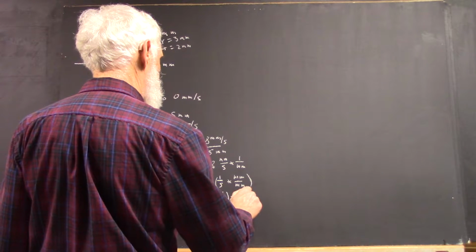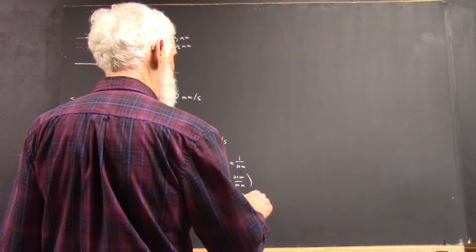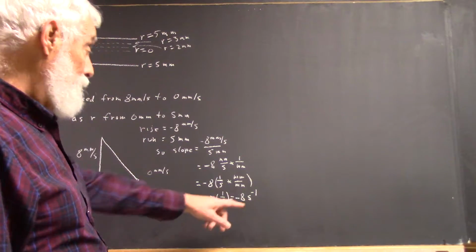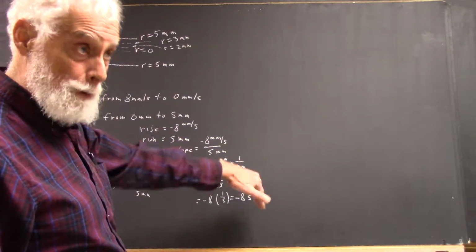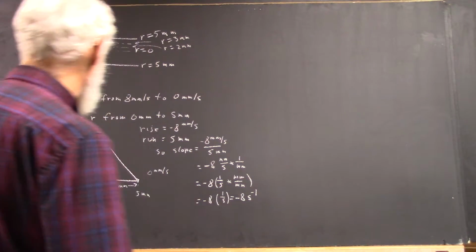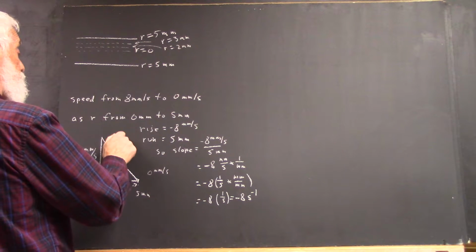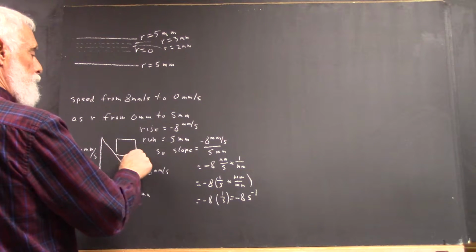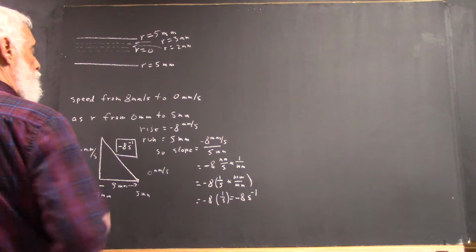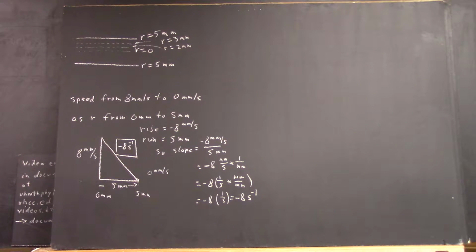And we write that as negative 8 seconds to the negative 1, because anything to the negative 1 is the reciprocal of that thing, right? Meaning of negative exponents. So now we have a slope that we can label here. Negative 8 reciprocal seconds. Okay?